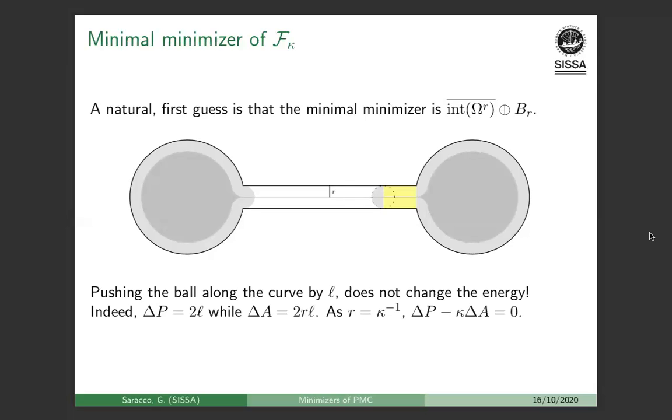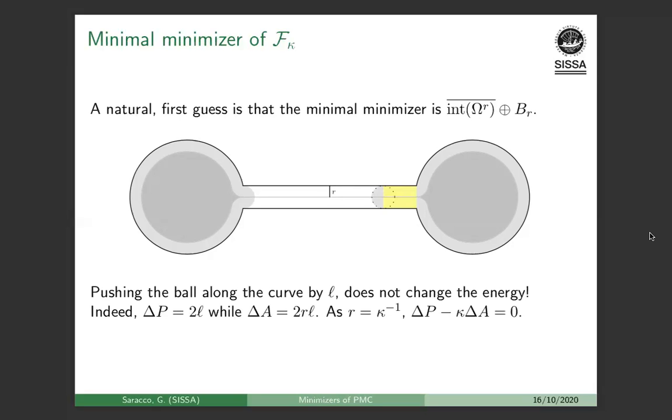Now, if you do so and push the ball along the curve by some length L, you're not really changing the energy, because you are basically adding this yellow rectangle. So in perimeter, you're adding twice the length, so 2L. And in volume, you're adding twice the width, so 2 times R, times the length. So you're adding twice R times L.